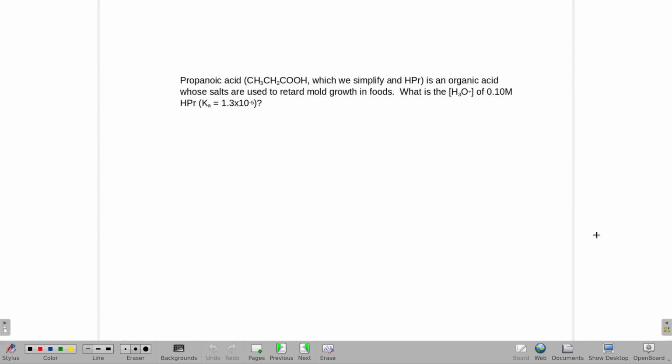Let's do another one of these. No assumptions whatsoever. We're going to figure it all out. So I got propanoic acid, and I want to know what the H3O concentration is of a 0.1 molar solution of it. So I'm going to simplify this as HA.